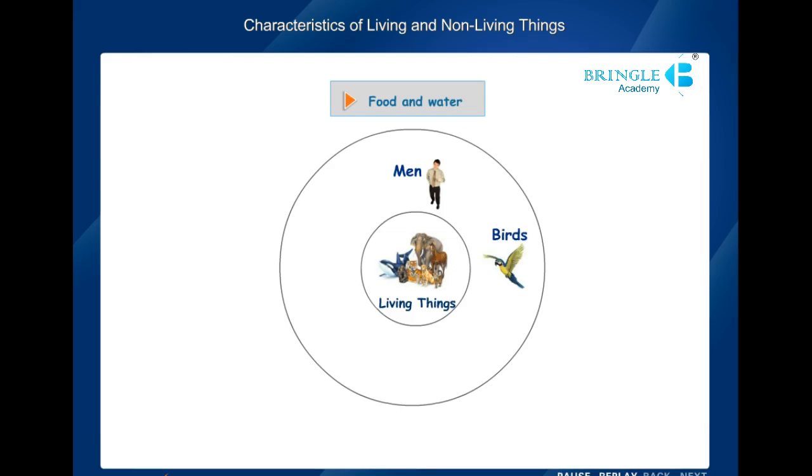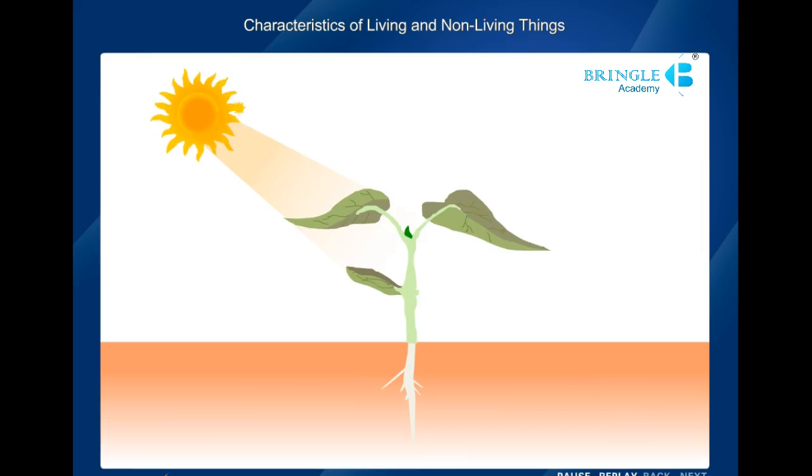All living things need food and water to grow and be strong. Men, birds, insects, fish, and other animals eat different kinds of food. Plants make their own food. For this, the plants use water from the soil and carbon dioxide from the air. Water and carbon dioxide combine to form sugar, a plant food.